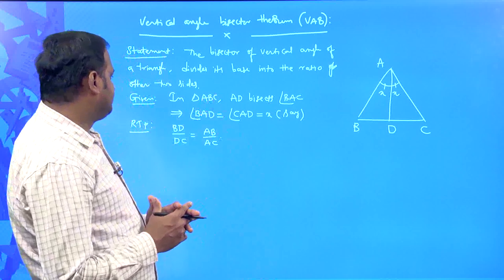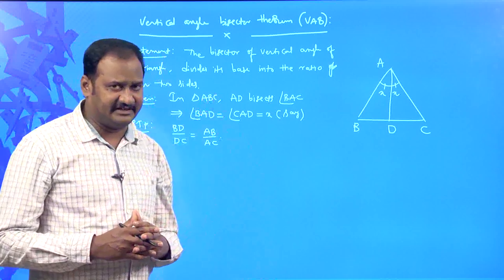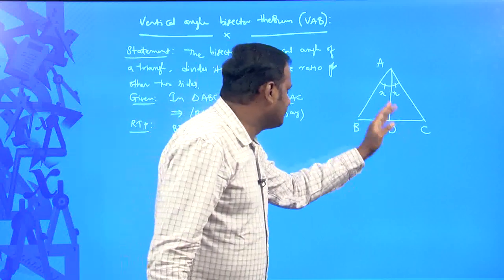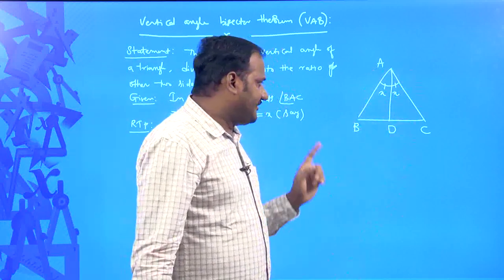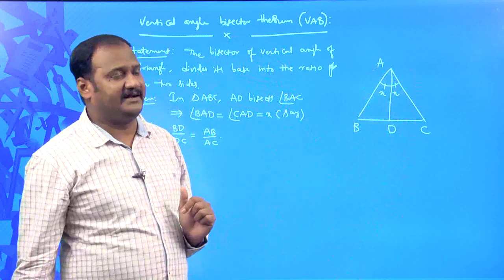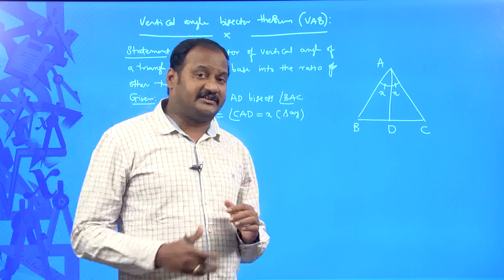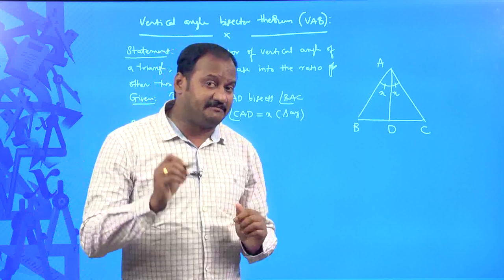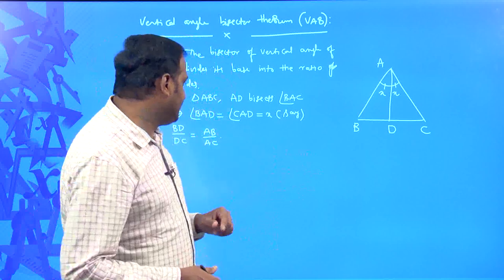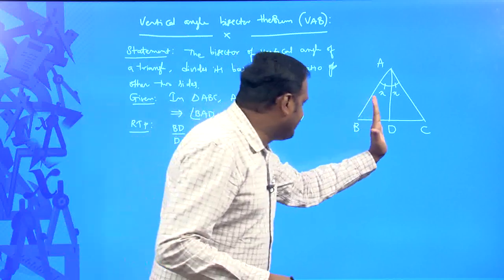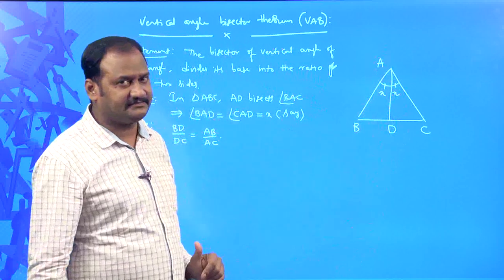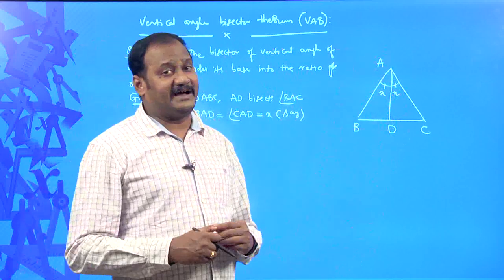Now, when you observe BD by DC is equal to AB by AC, you can understand that definitely this is an application of the basic proportionality theorem. But if you want to apply the basic proportionality theorem, there must be a line drawn parallel to one side of a triangle, but there is no such parallel line. See here clearly, BD by DC, it means AD must be the line which is parallel. But how can AD be the parallel line?